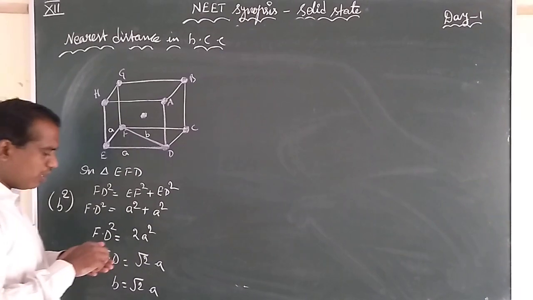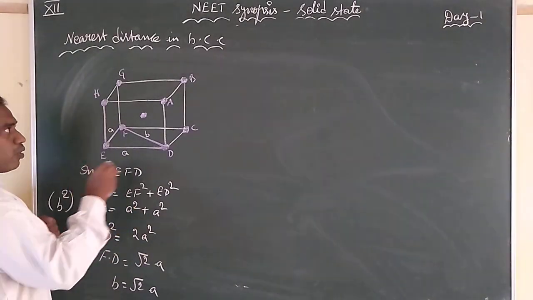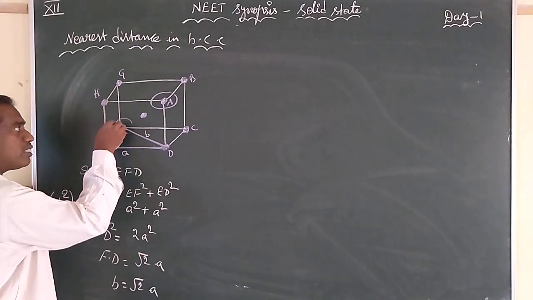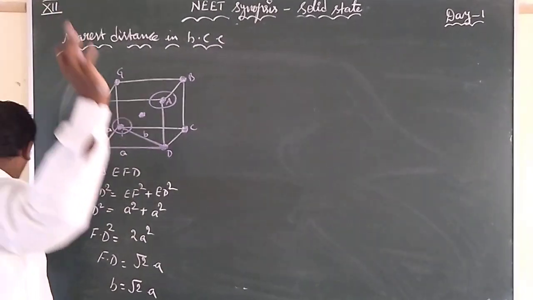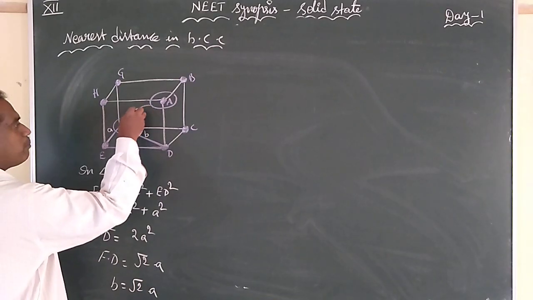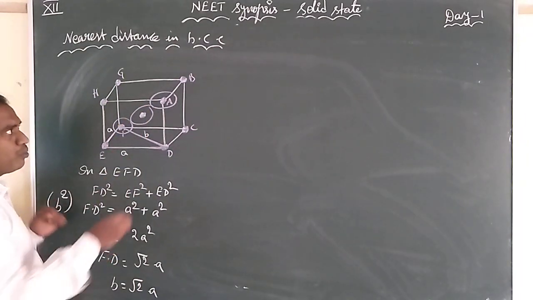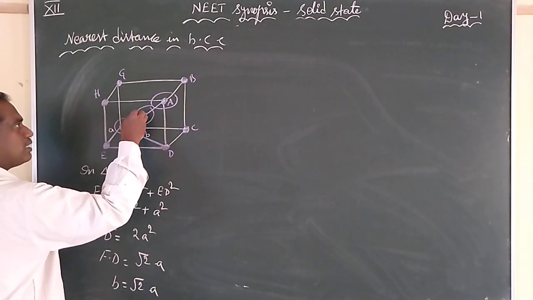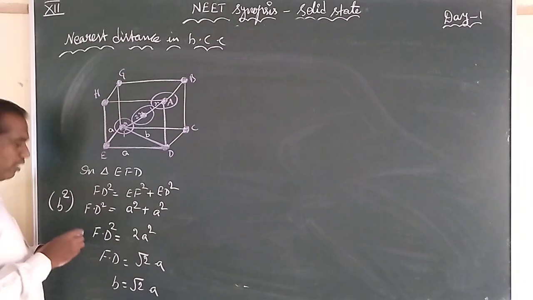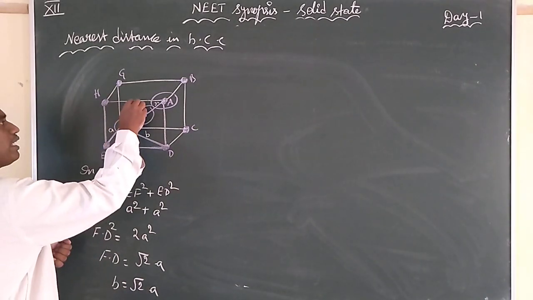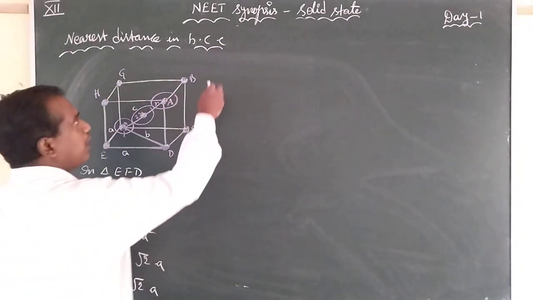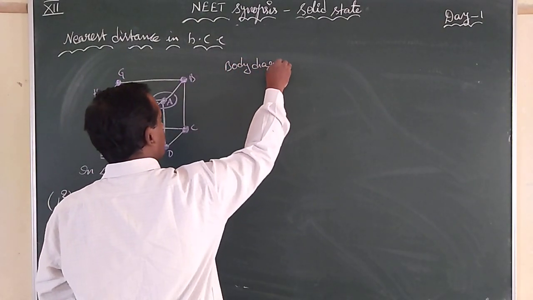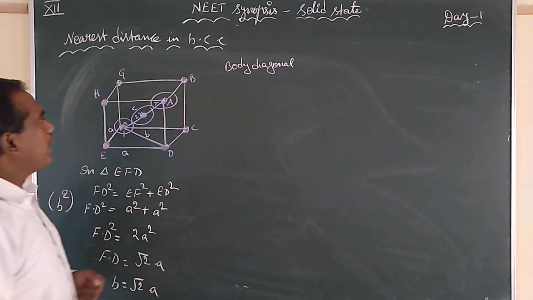But what we want to show is that there is one atom at the corner, one at the opposite corner, the above corner and the below corner, and one atom is at the center of the cube. So this is R, and this is 2R, and this is also R, and we are calling this the body diagonal.